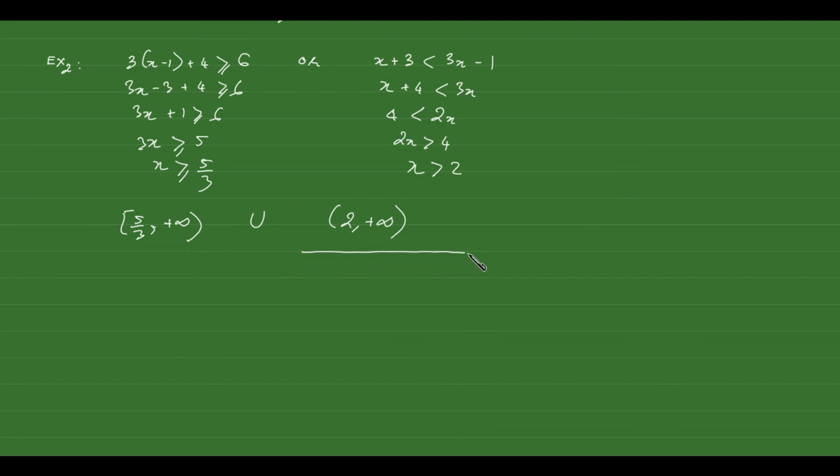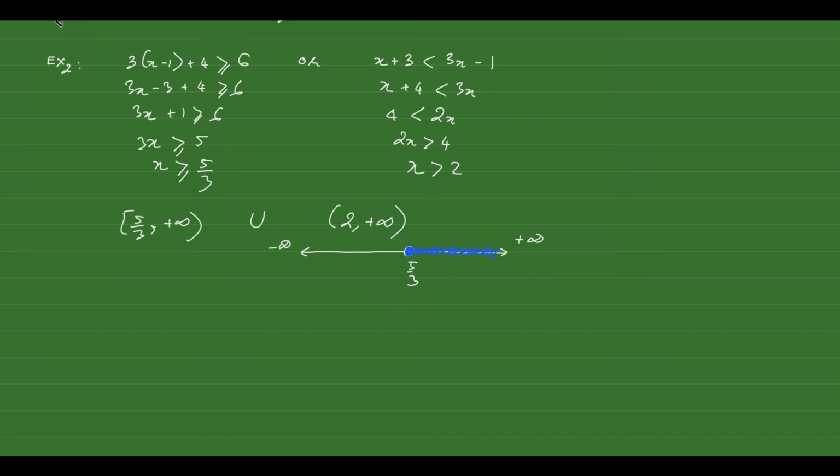Alright, so for this one, we're going to use two number lines, each representing each interval right here. So 5 over 3 is about 1 point something. So this is 5 over 3, and this should be the close bracket. Here you go. I'm going to do green right here.